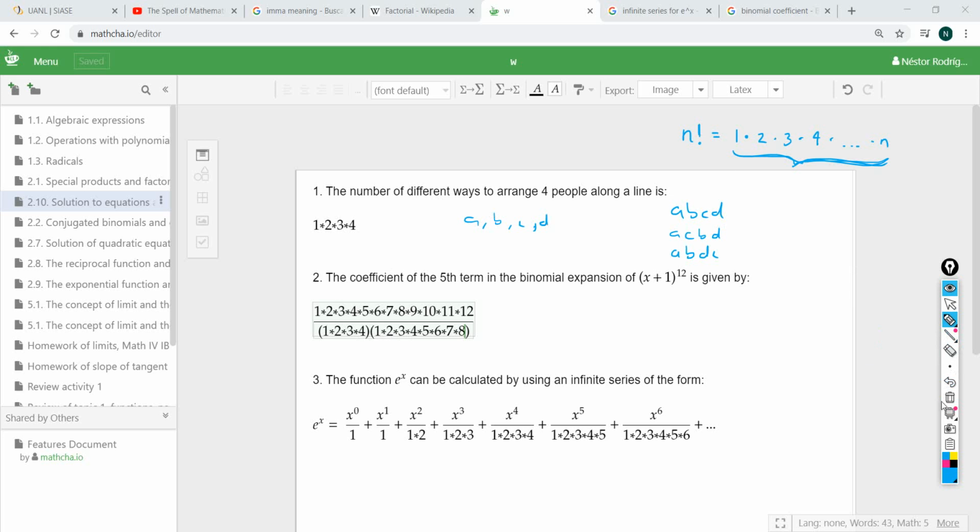So fine, perfect. Now, what is the coefficient of the 5th term in the binomial expansion of (x + 1) to the 12th? You know how to perform these things already. The coefficient of the 5th term is given by this: the product of 1 times the next integer and so on up until 12, over this product right here times this product right here. You see, it's basically the same idea.